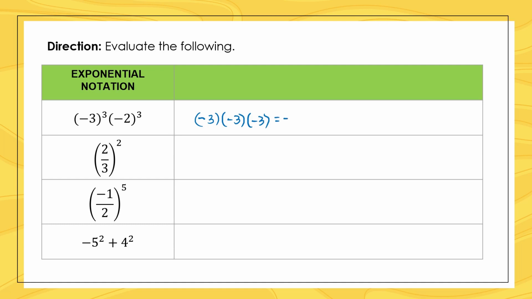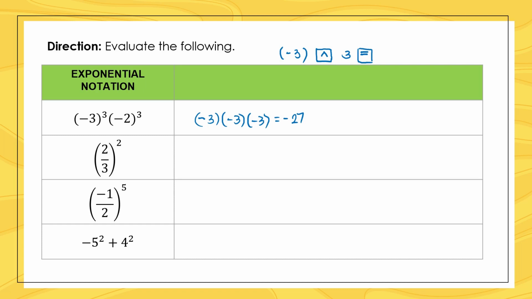Negative what? 3 times 3 is 9, times 3 is 27. By the way, you may just input this in your calculator. You may type negative 3 times negative 3 times negative 3. You may also use it in the calculator by pressing the parenthesis, the negative 3, and another closing parenthesis, and then click the button for the exponent, then 3, and then click the equal sign. So you'll have here negative 27.